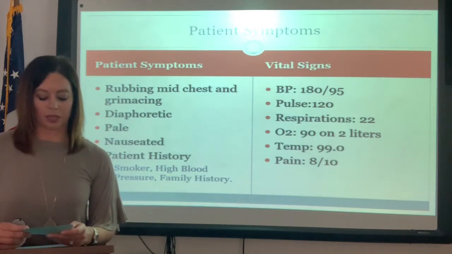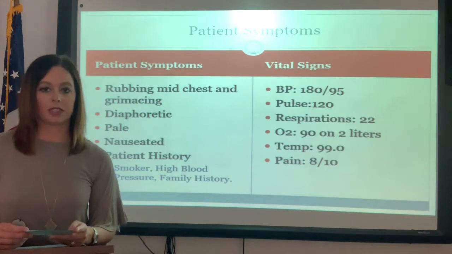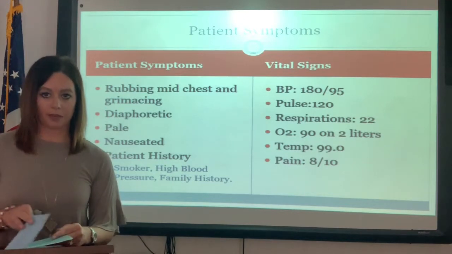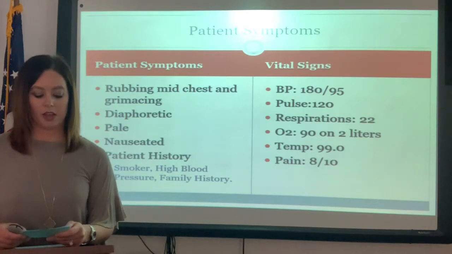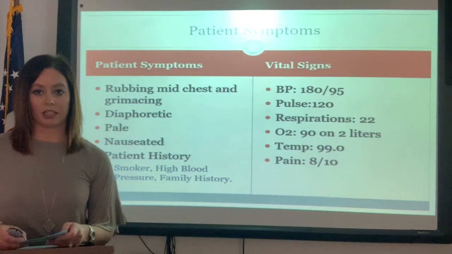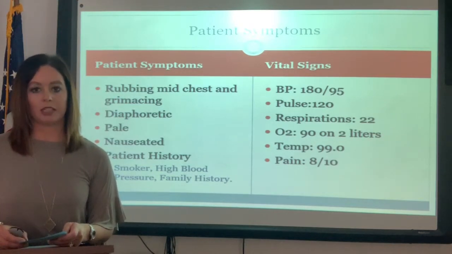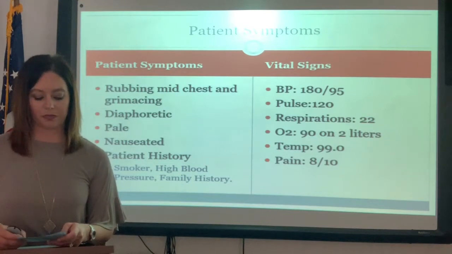Cardiac auscultation reveals a rapid, regular rhythm and a murmur. She has never had this pain before. Lung sounds are crackles in both bases. She is anxious and she states she is going to die. Her vital signs are blood pressure 180/95, pulse 120, respirations 22, and her oxygen is 90% on 2 liters of oxygen. Her temp is 99, and her pain is 8 on a scale of 10. You obtain her history, and she states she has high blood pressure, she's a current smoker, and her mother has suffered from a heart attack.